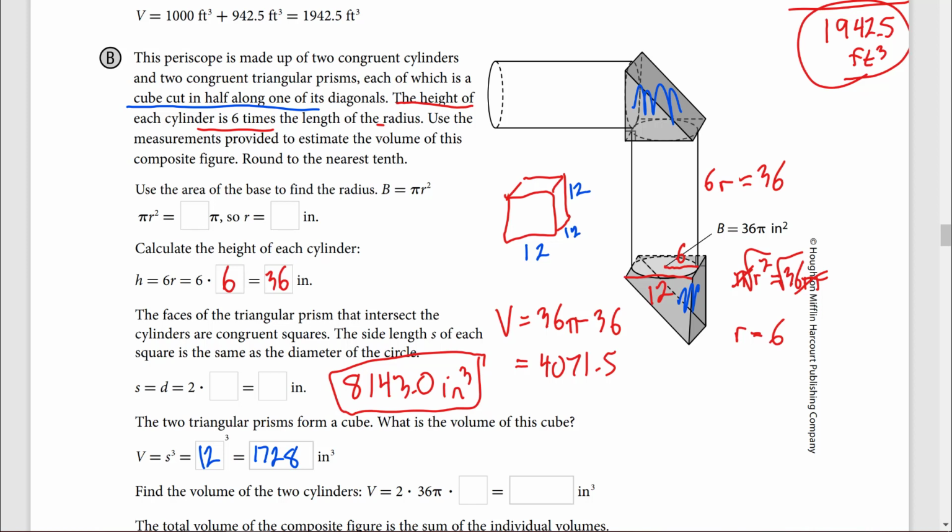Add that to my cylinders, which was the 8,000 number, and I get a total volume of 9,871 cubic inches.